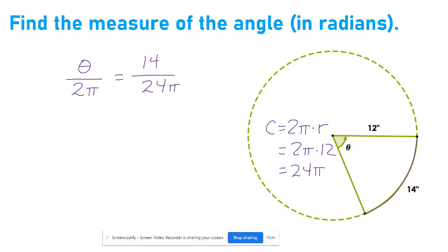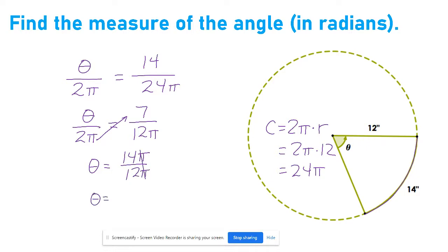This time to work it out, I'm going to cross multiply. I could simplify again. Let's simplify. That would work better, wouldn't it? So I'm going to divide both of the numbers on the right-hand side by 2. I'll get 7 over 12 pi. Then I'll cross multiply this 2 pi. And theta will be equal to 7 times 2 pi, or 14 pi, over 12 pi. The pi's cancel out, and then theta is equal to 7 over 6.